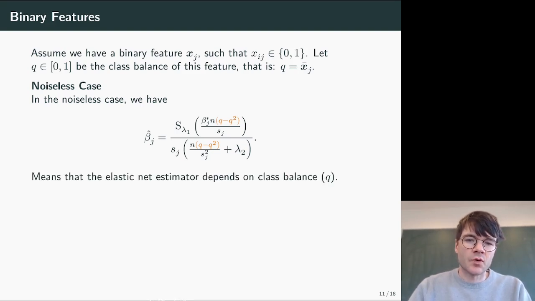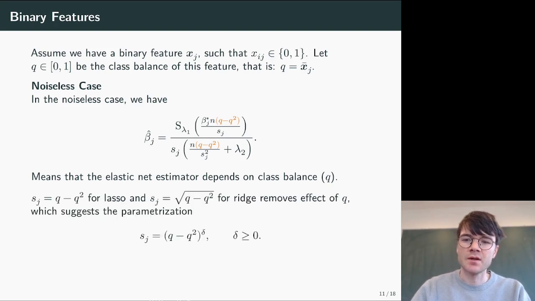This means that for ridge, lasso, and the elastic net, the class balance has a direct effect on how much shrinkage you do. And also in the case of the lasso, whether or not the feature gets selected or not. And it suggests that if you pick S_j equal to q minus q squared, which is the variance of each binary feature, for the lasso, and for ridge, pick the square root of this, which is the standard deviation, then you can remove this effect entirely from the estimator.